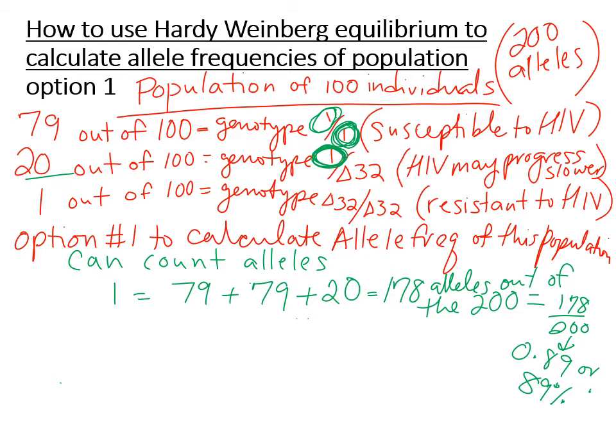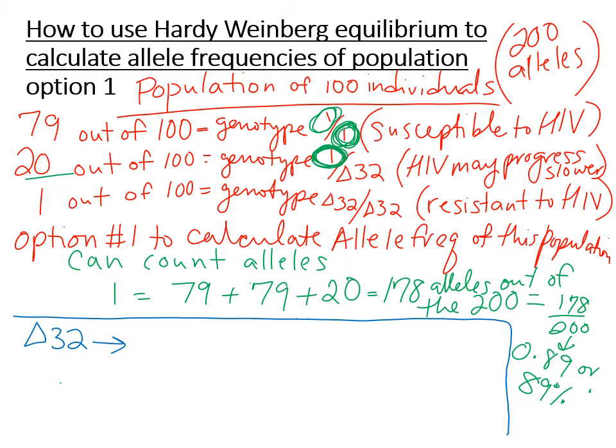The second allele that we have is delta 32. Where do you see delta 32? That first spot is 20 individuals, so there are 20 delta 32 alleles there. Where's the next spot that you see delta 32? Right here, and that's one allele.